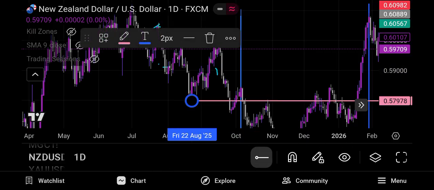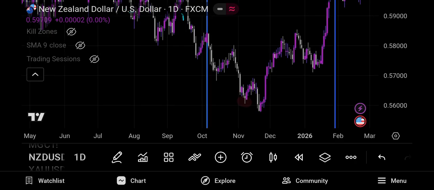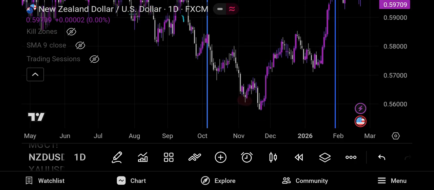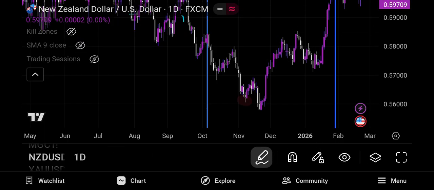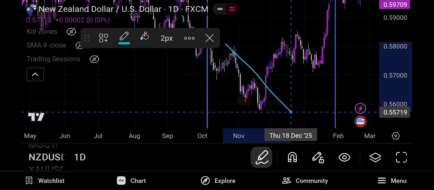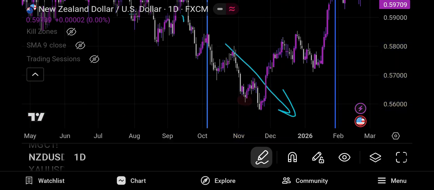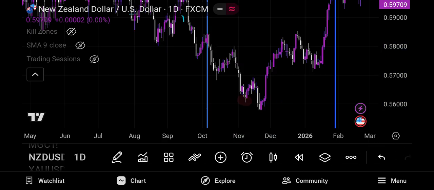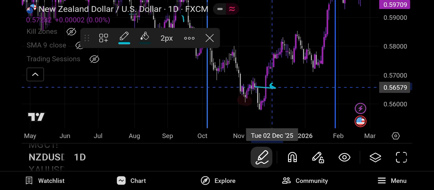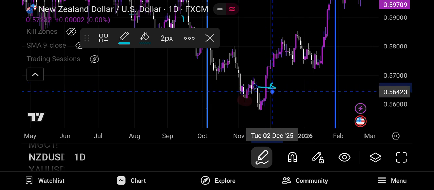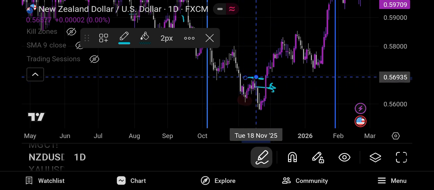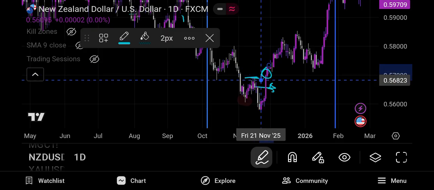Now where we are shifting, the market does not wait. The market was supposed to go down like this, but this candle broke above this previous high. It closed here, so what do you see? It invalidated the trend.